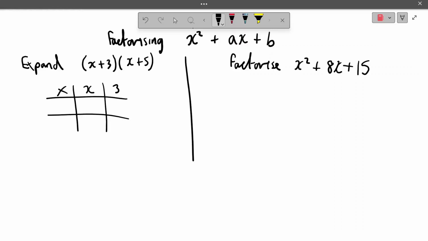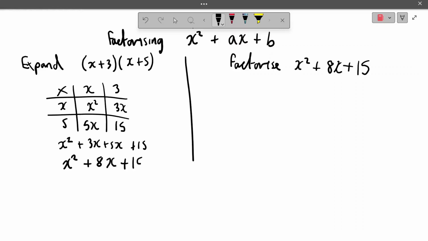So x plus 3 times x plus 5. x times x gets you x squared, x times 3 is 3x, x times 5 is 5x, and 3 times 5 is 15. We then add our like terms together, or I'll just write them out first of all, x squared plus 3x plus 5x plus 15, which gets you x squared plus 8x plus 15. Which is obviously what I've written to factorise, because it's planned.